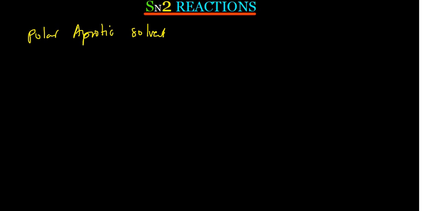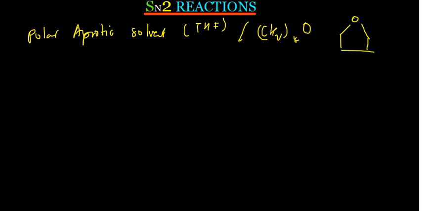For example, we can talk about tetrahydrofuran, that is THF, or oxolane, with the formula C4H8O, with oxygen there. So these are better solvents for an Sn2 reaction. This one we can give the formula like that. This is aprotic because you can see this oxygen is not bonded to any hydrogen, and because it's not bonded to any hydrogen, it can't form hydrogen bonding, so it is aprotic.